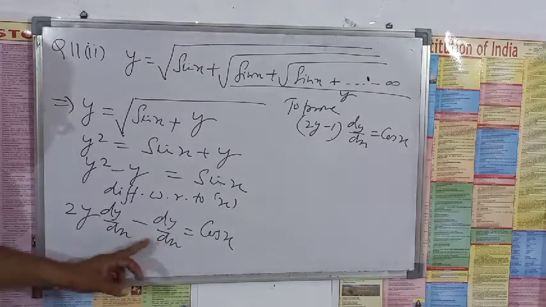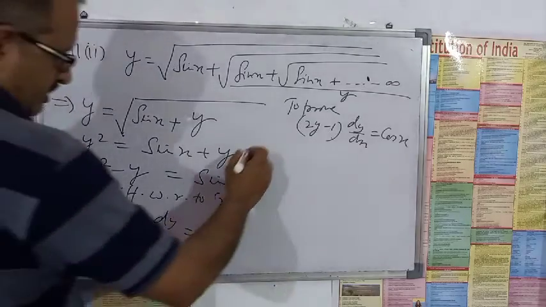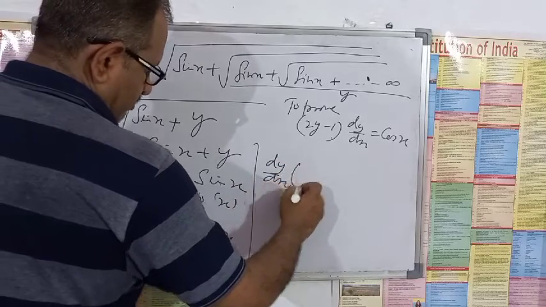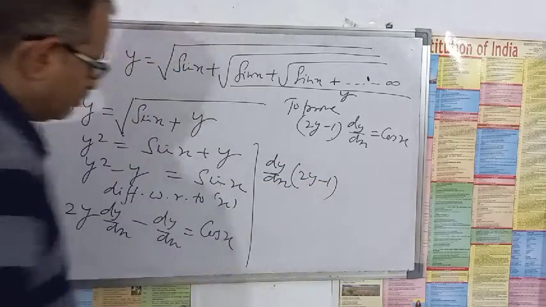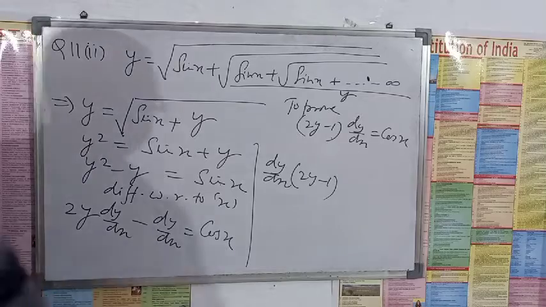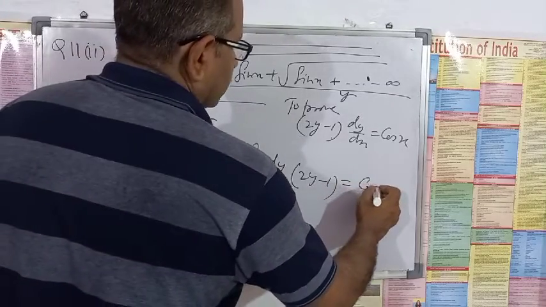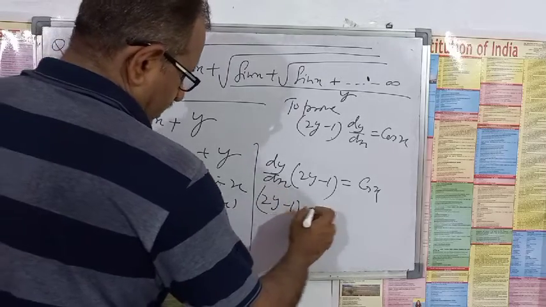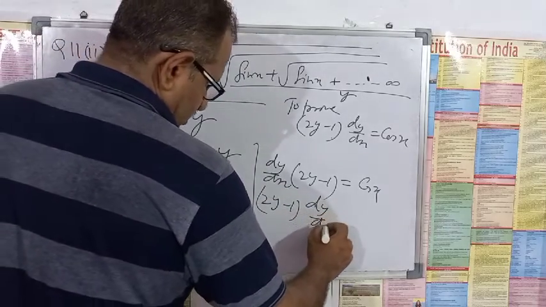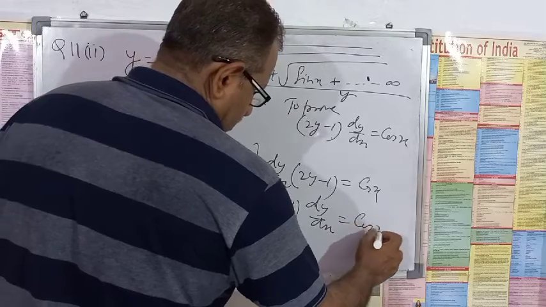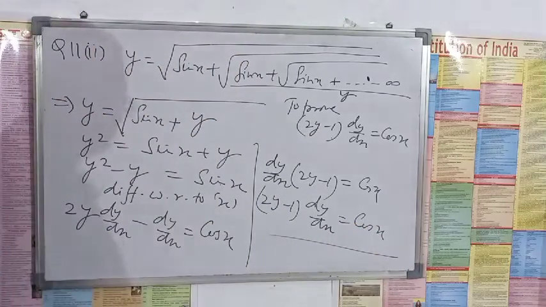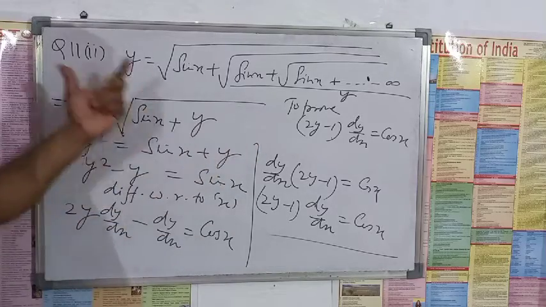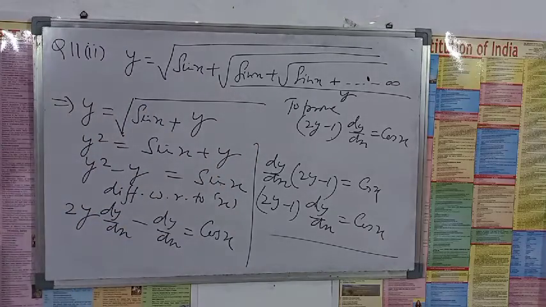Take dy by dx common here. So what we get is 2y minus 1 into dy by dx is equal to cos x. So we have proved this result. So it was question number 11, second part.